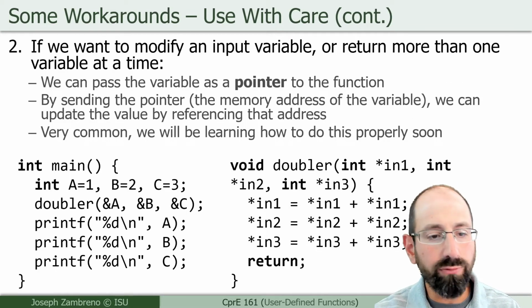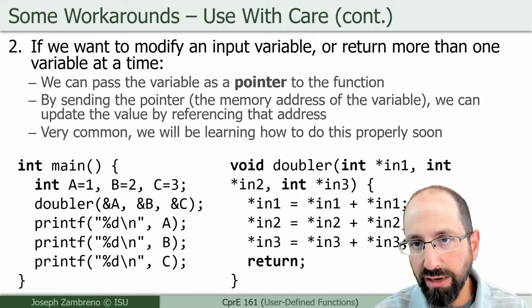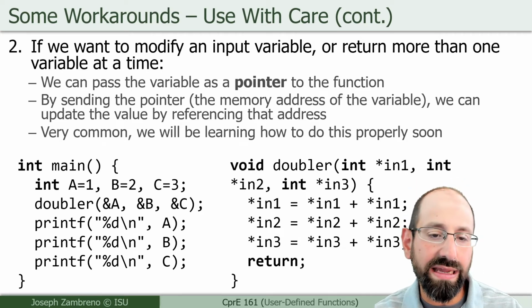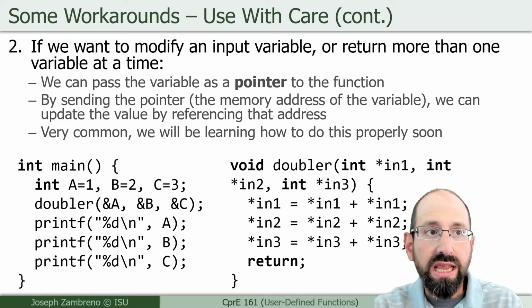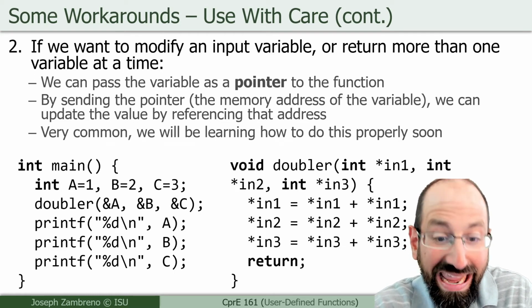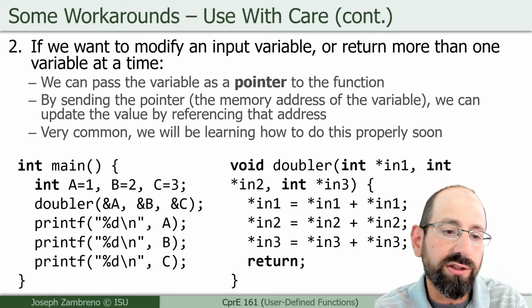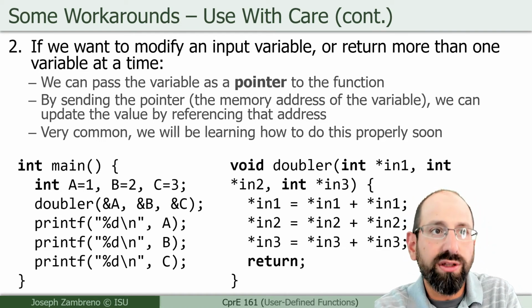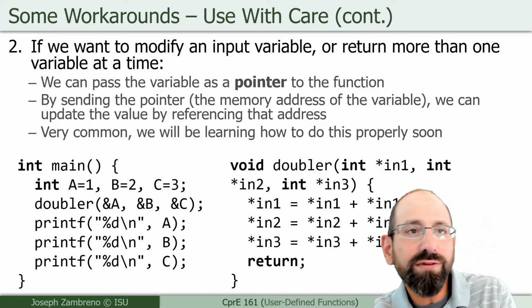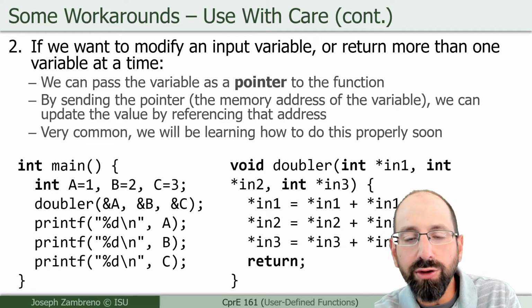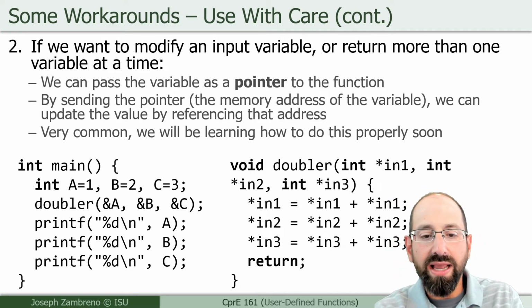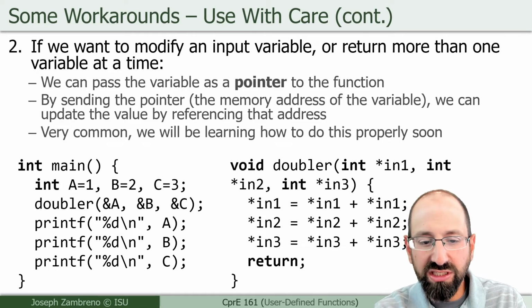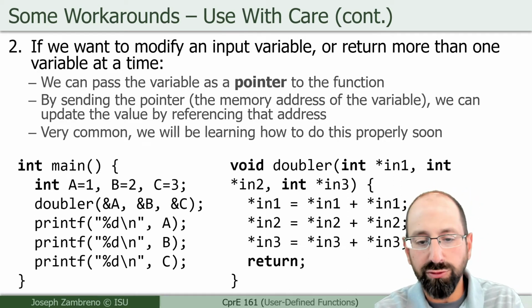Another workaround, which we'll have to talk about how to do properly relatively soon, is to pass the variable as a pointer to the function. And we've done this with scanf, so we've been doing that all semester. But by sending the pointer, the actual memory address of the variable, to the function, we can actually update the variable's value in the caller function by updating the location in memory of that variable, versus just updating the variable name itself, which would be local scope.